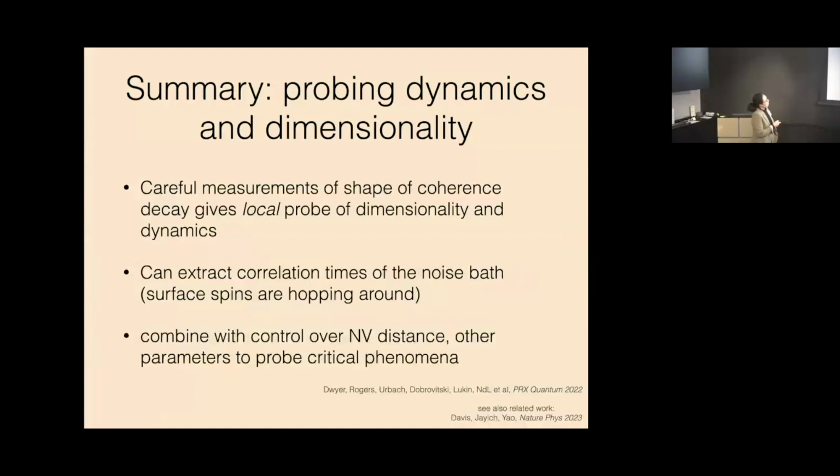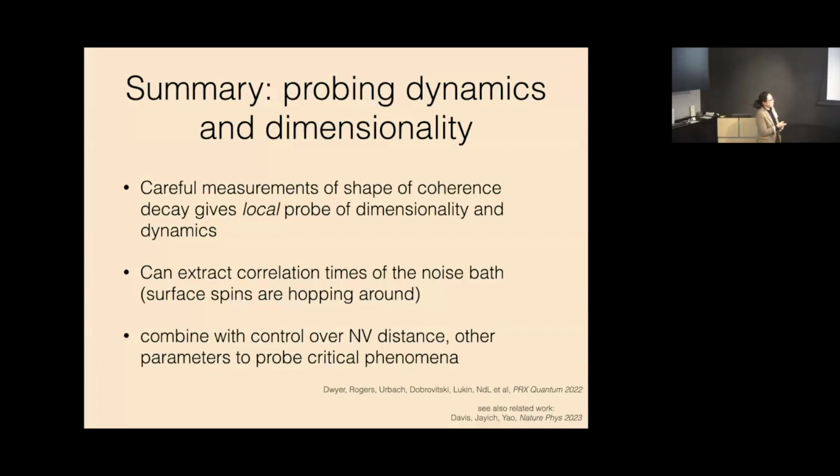Okay, so my short summary is that if we carefully measure the shape of the coherence decay, which I think has been sort of a neglected topic, we get a local probe of the dimensionality and the interaction strength, and then also the dynamics of the bath that we're staring at. And I think the really interesting possible killer app for this is that this gives us some handle on being able to also extract the correlation times that are associated with the noise bath that you're staring at.